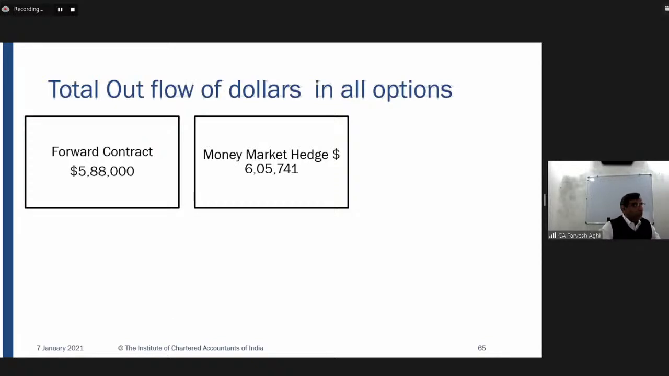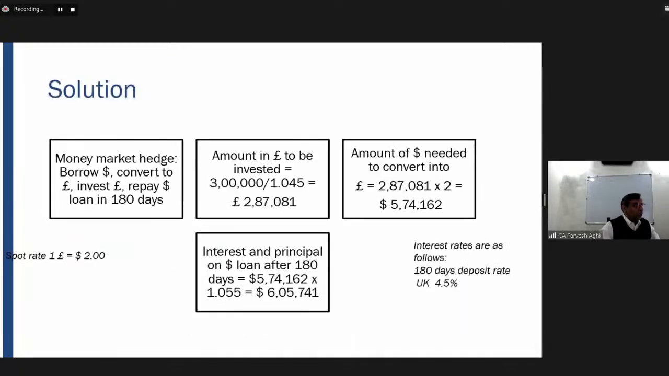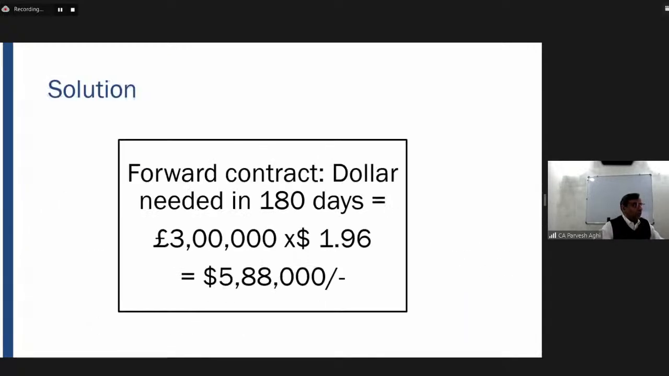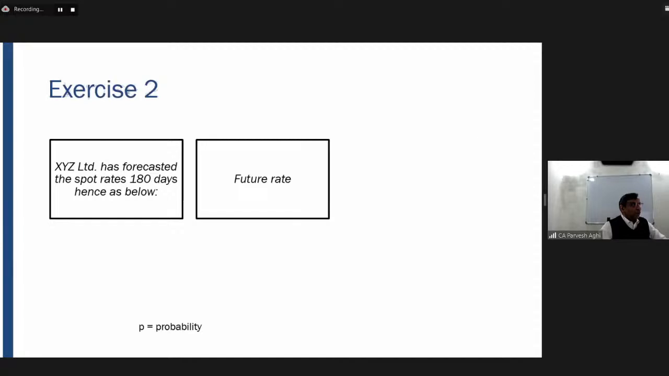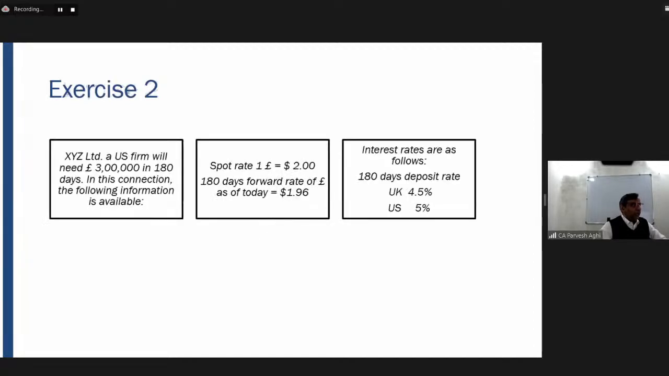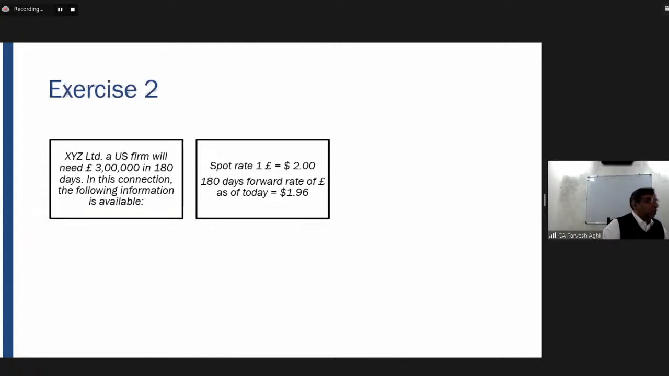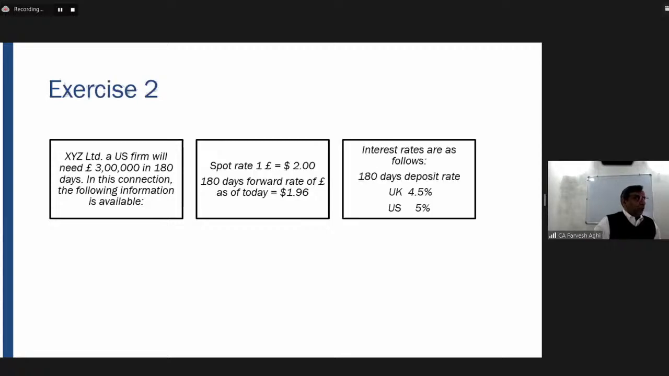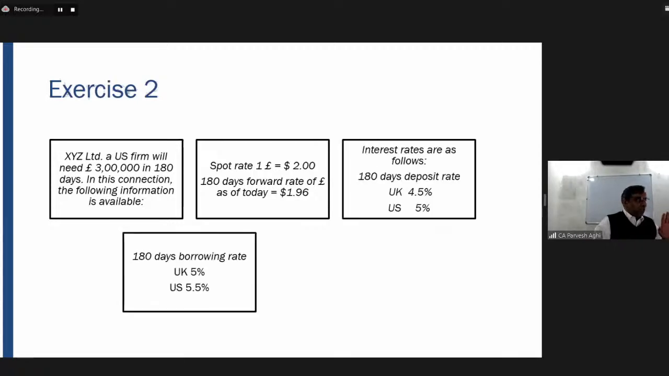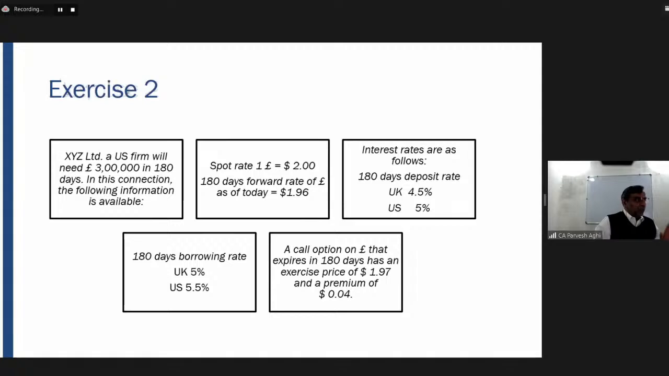I'll just sum up again. I'll take you through the question again. So this company has to pay 3 lakh pounds in how many days? 180 days. The spot rate today is 2. The forward rate is 1.96. The interest rates for borrowing as well as deposit are given. A call option is going to expire in 100 days. The strike price is 1.197 and the premium is 0.04. So these are the facts given to you.